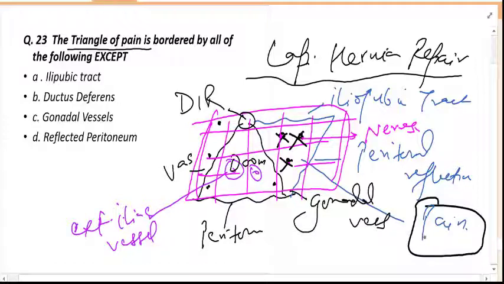So if you see the triangle of pain, it is bounded by gonadal vessel medially, peritoneal reflection laterally, and iliopubic tract superiorly. Ductus deferens is not a part of triangle of pain. It is a part of, we can say, triangle of doom.